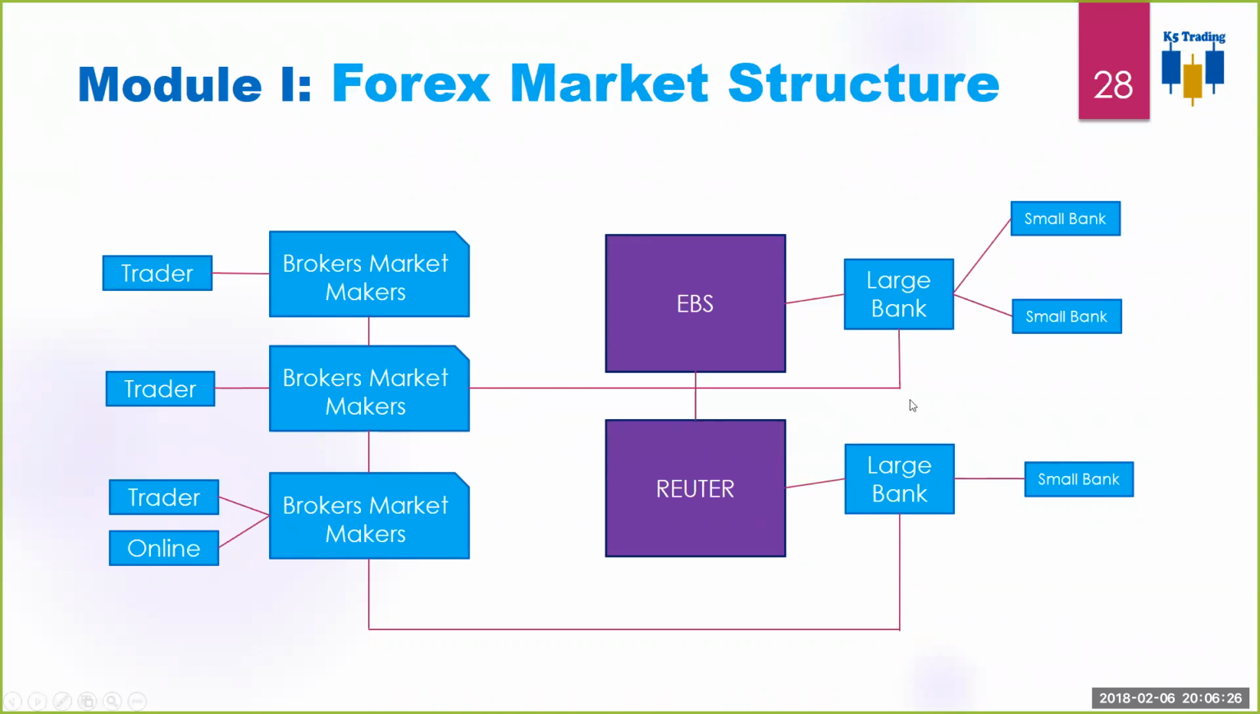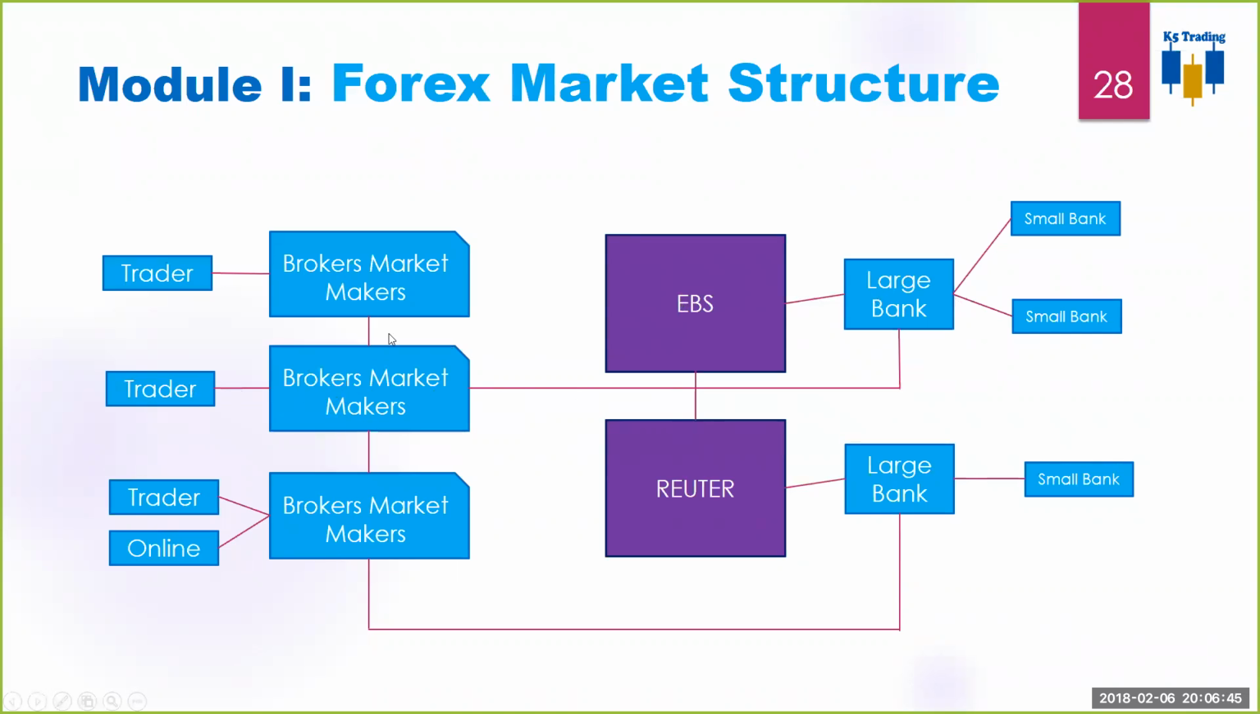So these large banks are their liquidity provider. It means that any order they have for the Forex, they send it to their liquidity provider. The liquidity provider goes again via EBS and the router, and then sends the completion of the order back to the broker.